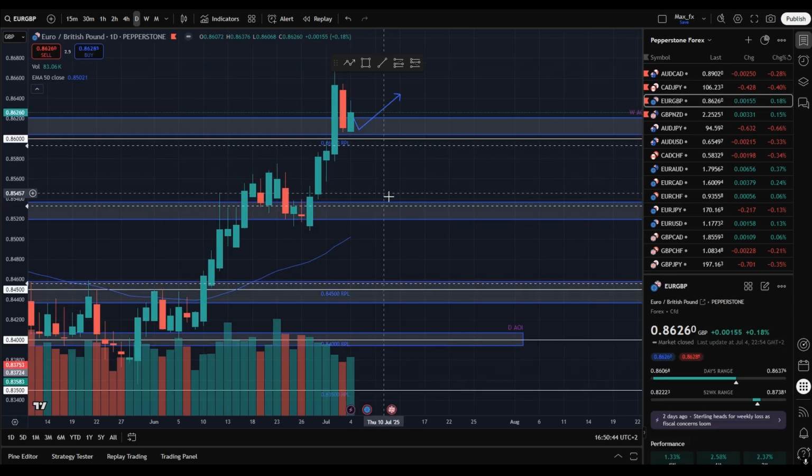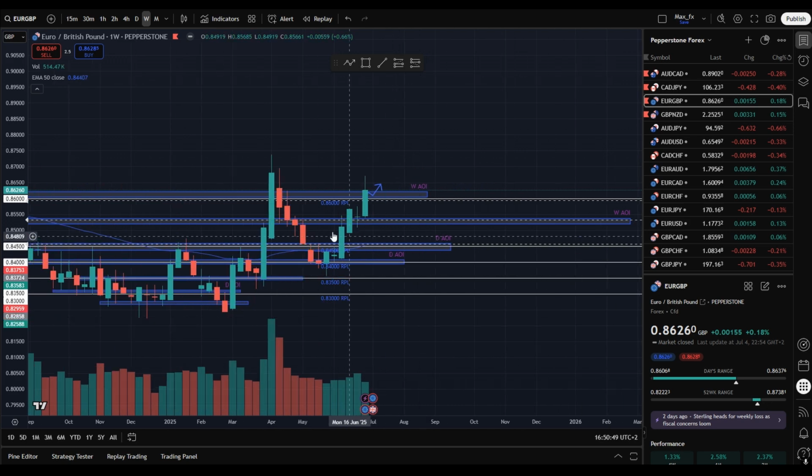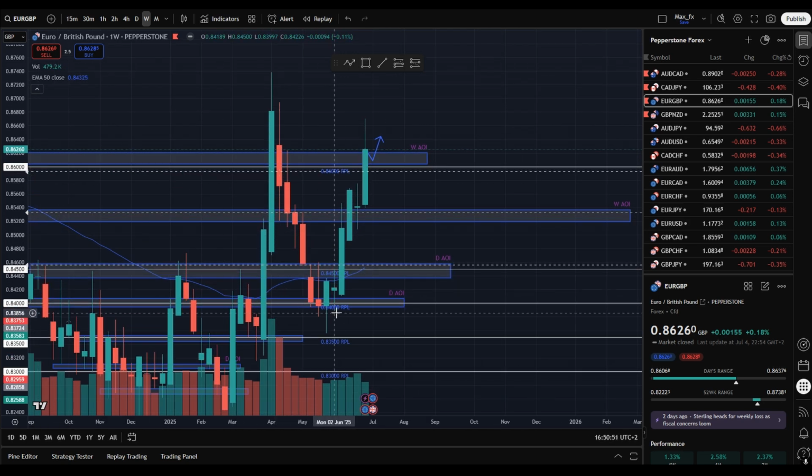Next pair on my list is Euro GBP. So Euro GBP has been in a very phenomenal strong uptrend here. Now what I want to see, we have the weekly candlestick leaving a big wick here.